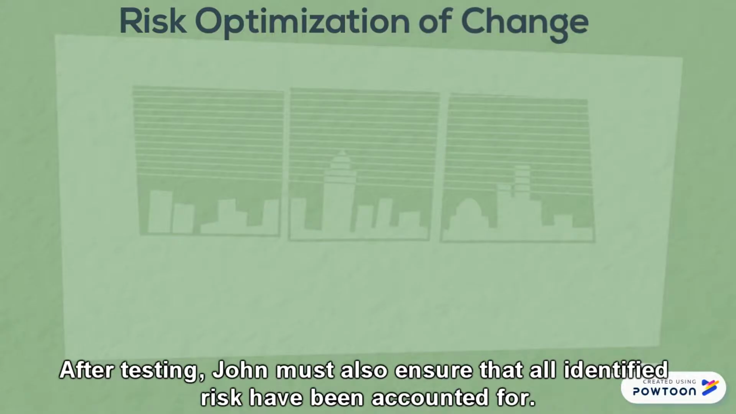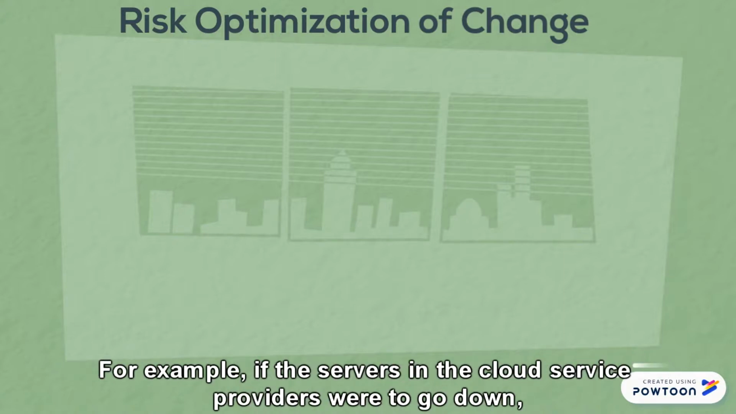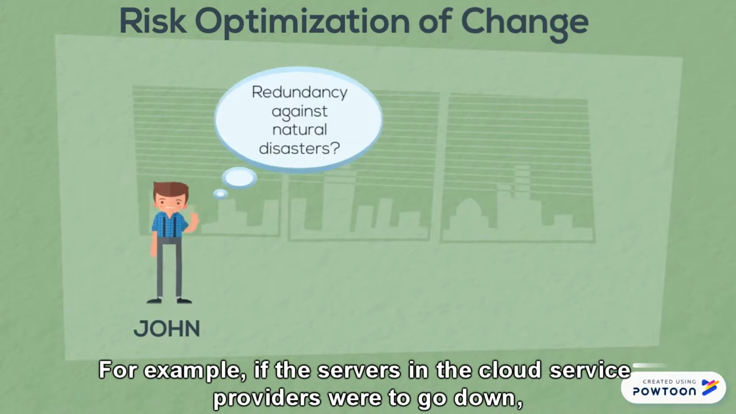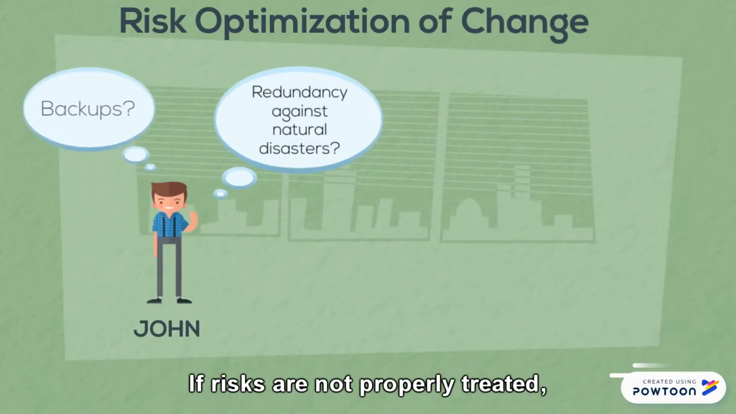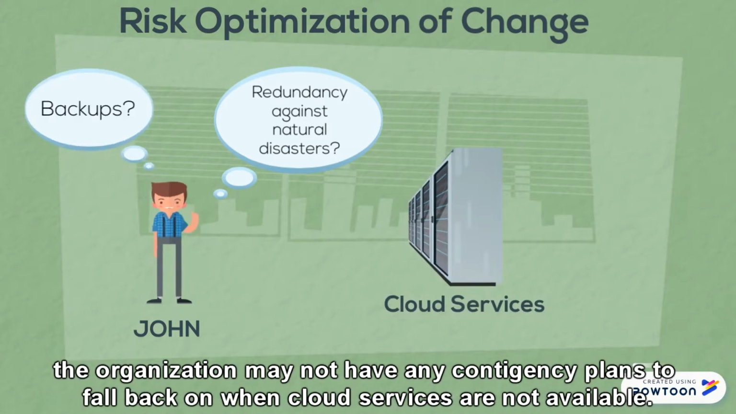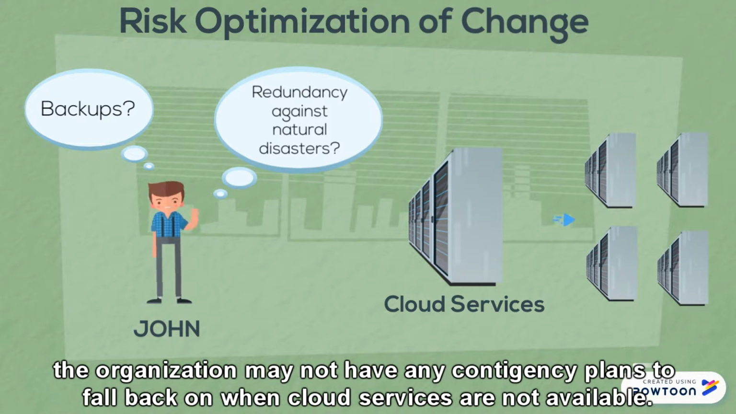After testing, John must also ensure that all identified risks have been accounted for. For example, if the servers of the cloud service provider were to go down, are there any backups that the organization can rely on? If risks are not properly treated, the organization may not have any contingency plans to fall back on when the cloud service providers are down.